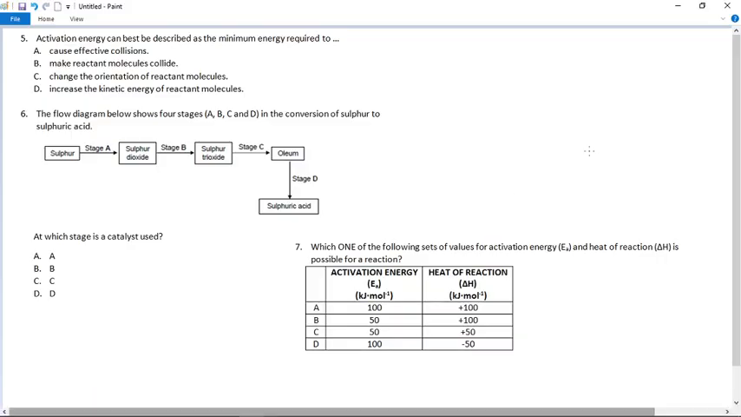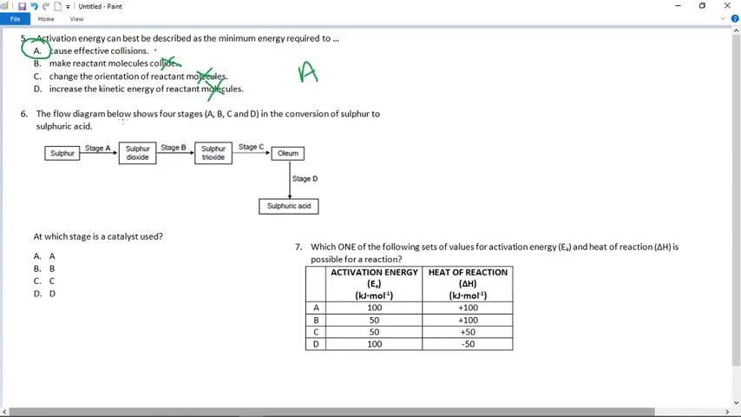Okay, if we look at 5, activation energy can be best described as the minimum energy to cause effective collisions. This looks promising. Make reactant molecules collide. No, they will collide according to the kinetic molecular theory regardless. Change the orientation of reactant molecules. No, things are random. A catalyst sometimes does this, changes the orientation of reactant molecules. Increases the kinetic energy. No, this is nonsense. Temperature increases the kinetic energy of reactant molecules. So activation energy is the minimum energy required to cause effective collisions, A.